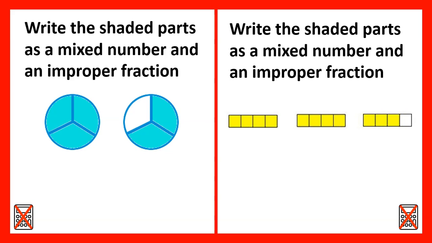On to the beginner questions, some of the easiest questions that you're likely to find on this topic. Write the shaded parts as a mixed number and an improper fraction. A mixed number is a combination of a whole number and a fraction.